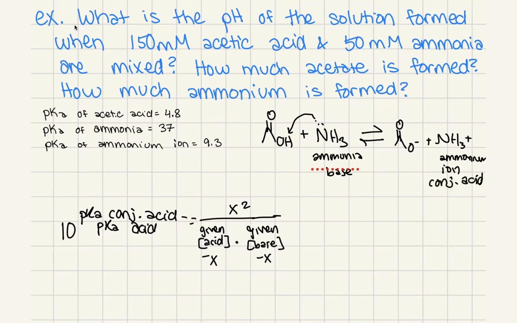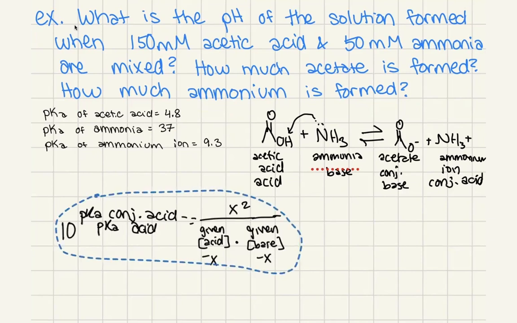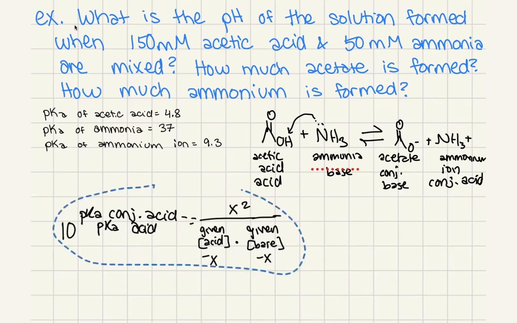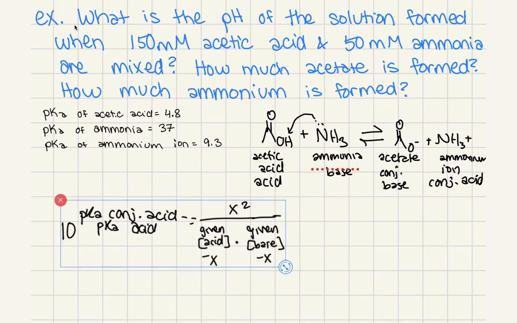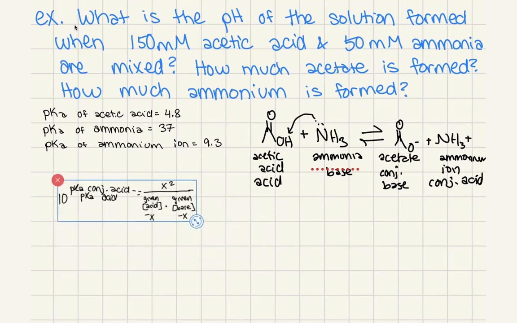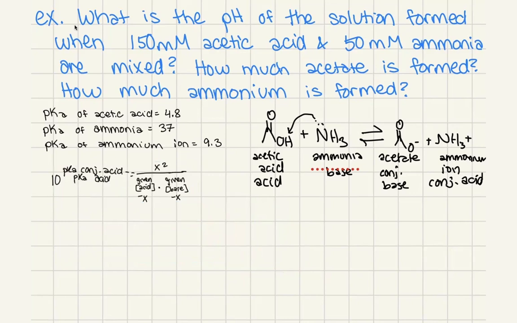And then this is going to be our acetic acid, which is going to be our acid, and our acetate, which is going to be our conjugate base. And so now let's think about the numbers that we're going to need. We're going to need the concentrations of our acid and of our base. And so we're given that, so we'll just deal with that when we get to the given numbers. We're also going to need the pKa's of the conjugate acid and the acid.